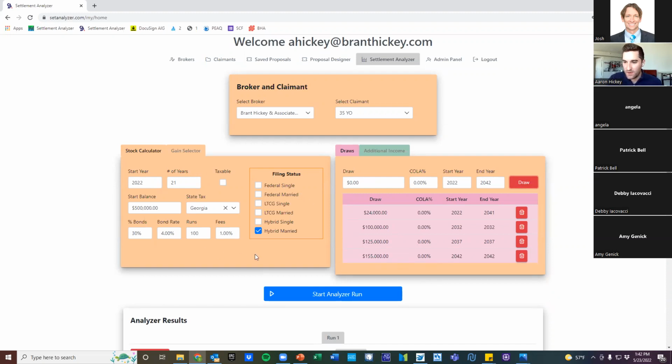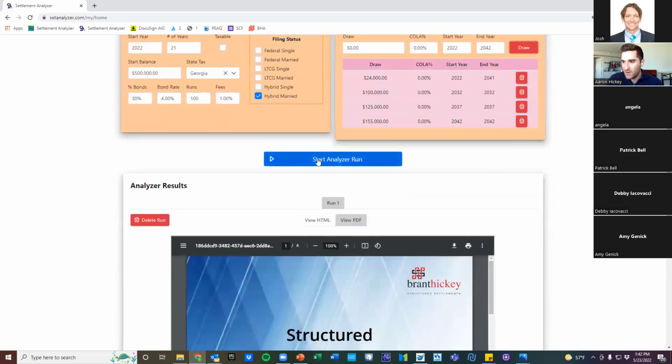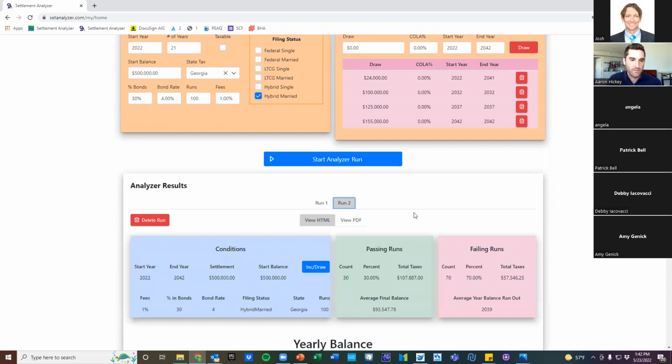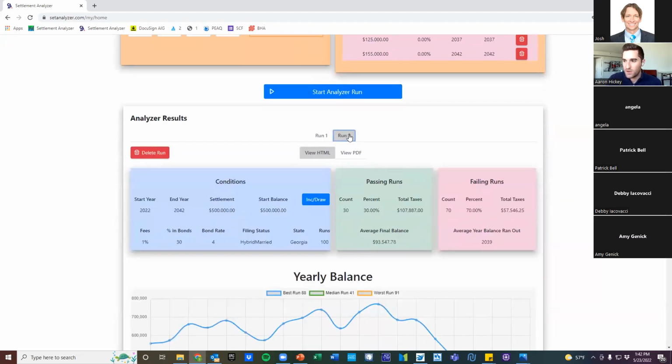Now we have all of our parameters in place here. We'll hit our start analyzer run, and you'll notice down here, run 2 populates. So run 2 is our second run that we just did. And now we have our box again on our left that has all of the parameters that we entered, and our box on the right, our passing and our failing runs, very simply. So in this scenario, 30% of the time, this investment portfolio that we set up above outperforms the structure.